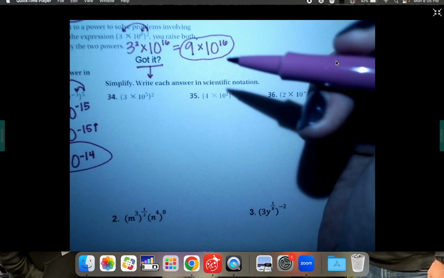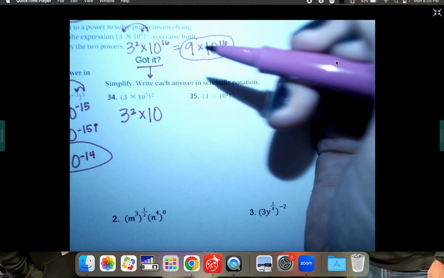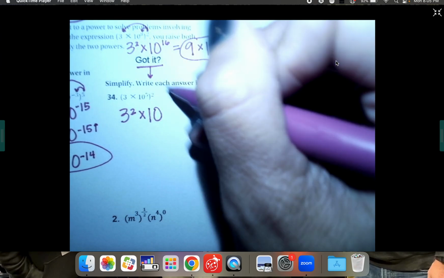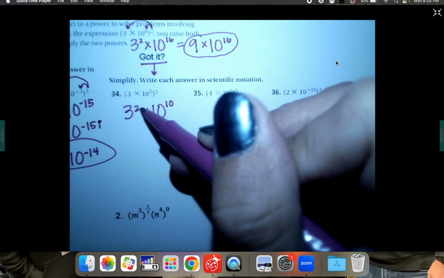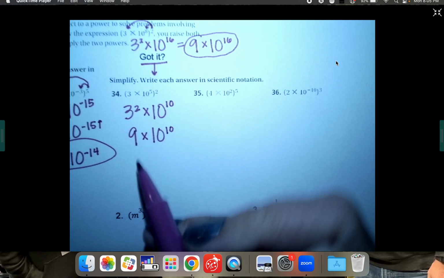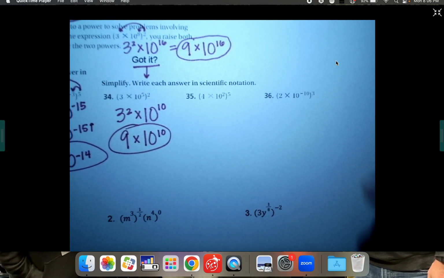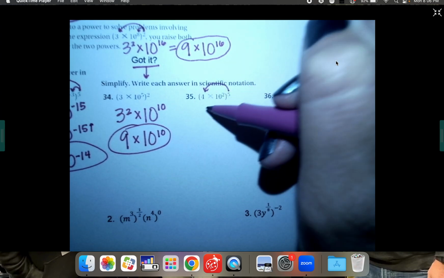Okay, I'm going to go through these a little quicker. Give the 2 to the 3. Give the 2 to the 5 to the 10 to the 5th, which would be 5 times 2, which is 10. 3 squared is 9 times 10 to the 10th. There is nothing wrong with 9. It's between 1 and 10, so it's done. All right, give the 5 to the 4.